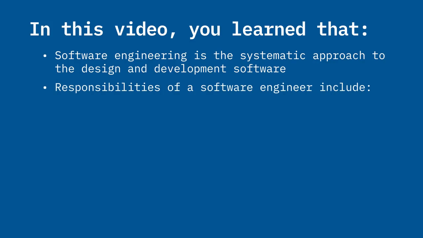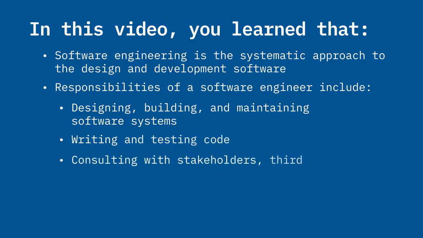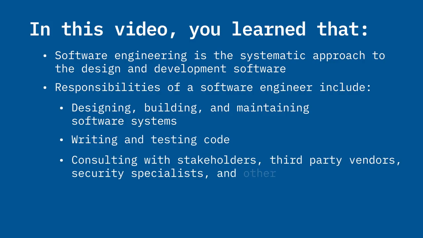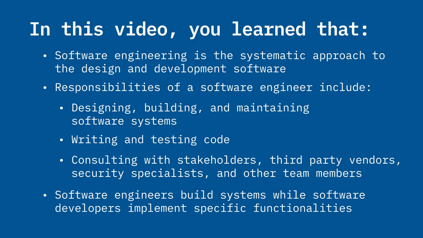Responsibilities of a software engineer include designing, building, and maintaining software systems, writing and testing code, and consulting with stakeholders, third-party vendors, security specialists, and other team members. And finally, software engineers build systems while software developers implement specific functionalities.